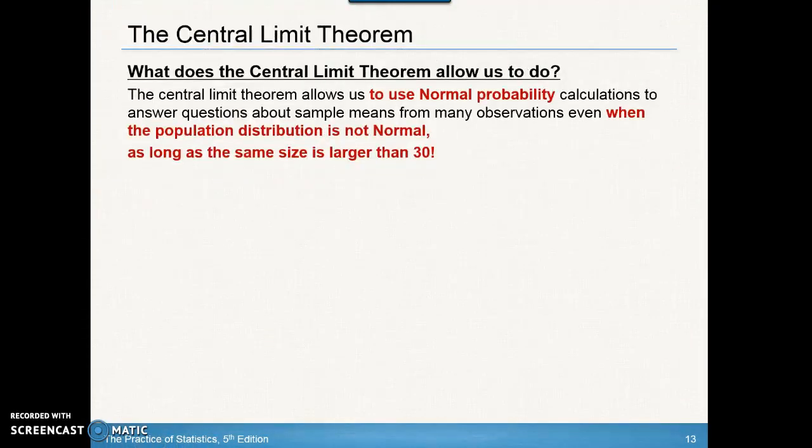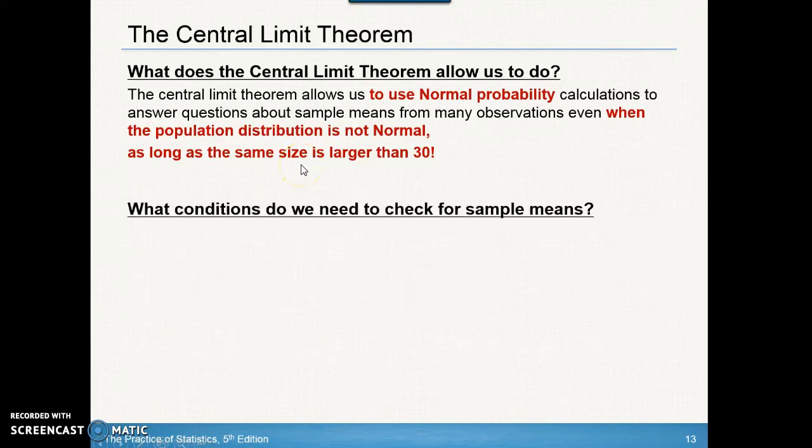Okay, so now why do we need the central limit theorem? Why do we need to show it's approximately normal? What it does is it allows us to use the normal probability calculations to answer questions about the sample mean. So to make inference basically from many observations even when the population distribution is not normal. Because remember, we can't use the mean and standard deviation if my population distribution isn't normal. Okay, so now we can use the normal curve to answer questions about probability if we're dealing with sample means and as long as the sample size is larger than 30.